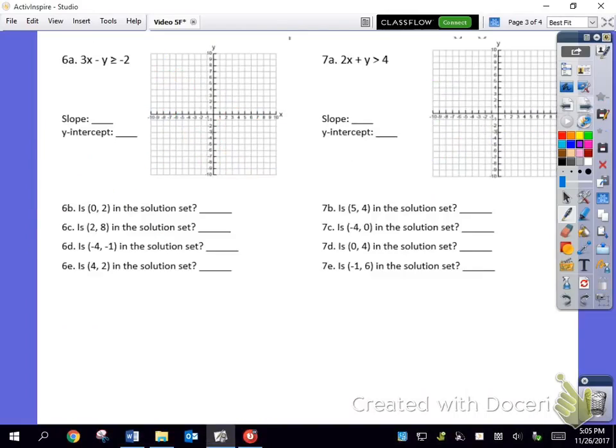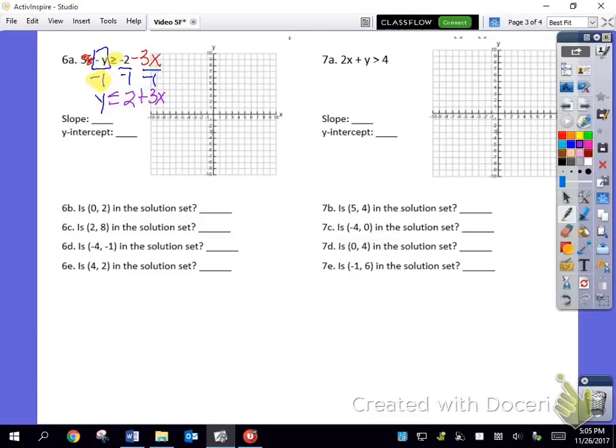Okay, the next one. So move your 3x over, so that's minus 3x. Now look at what's in front of the y. You have a negative, so I have to divide by -1. Now remember, when you divide by a negative, you have to flip your inequality. So y is less than or equal to 2 plus 3x.